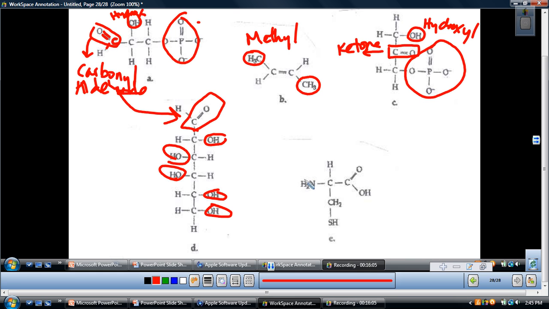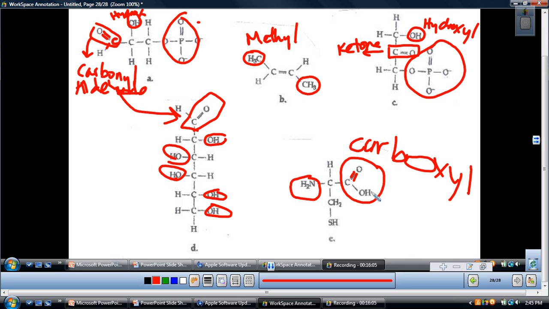Okay, how about over here? Here's an NH2. That's amino. Here's a C double bonded to an O, and then there's an OH. This right here is the carboxyl. C-A-R-B-O-X-Y-L. That's the carboxyl group. And then look at this bad boy, sulfhydryl. That's the sulfhydryl.